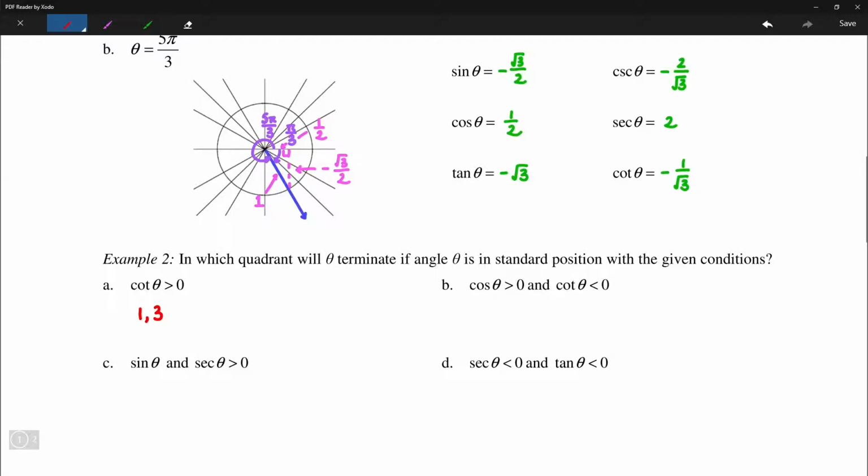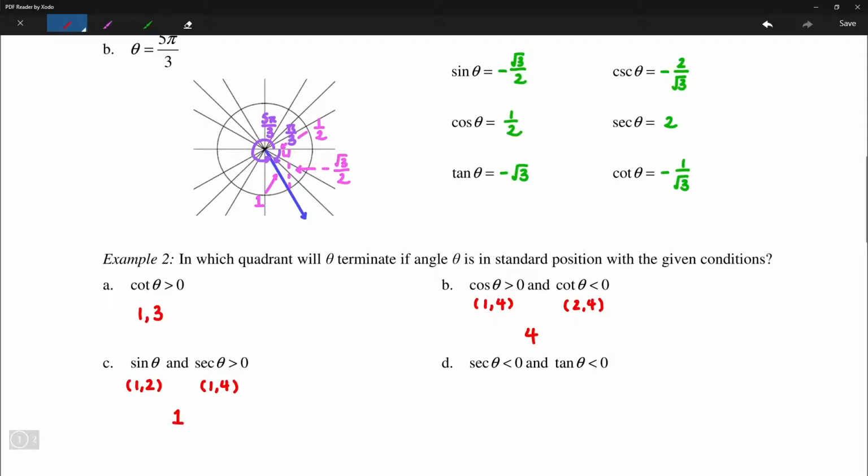We're looking for the trig ratio of cosine theta to be positive, so this will be either quadrant 1 or 4. And then cotangent theta being negative, this will be quadrant 2 or 4. So combining these two means that the only quadrant that works will be quadrant 4. Next up, we have sine theta being positive and secant theta being positive. So this is going to be 1 and 2 for sine theta to be positive. Secant theta being positive, that's quadrants 1 and 4. So the only one they have in common in this case is quadrant 1.